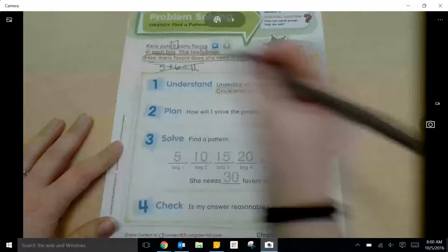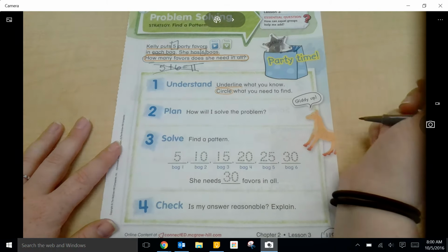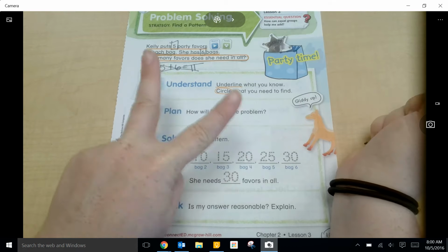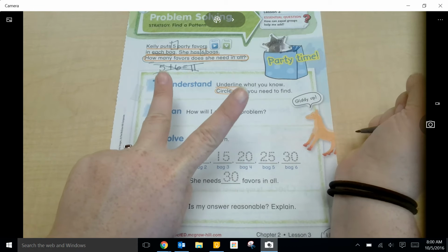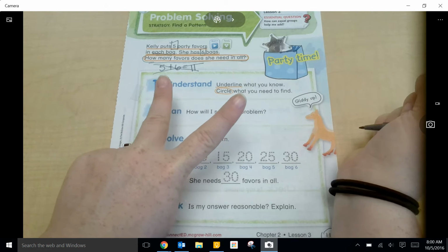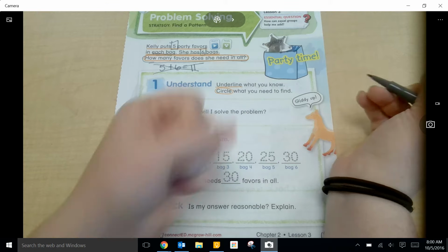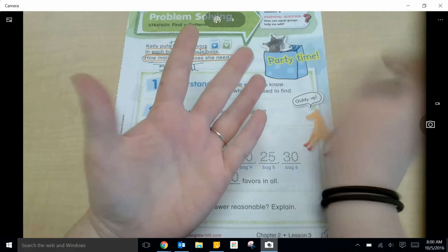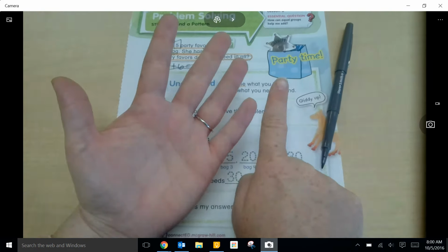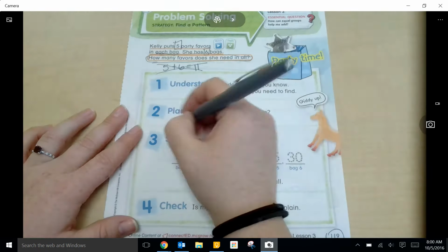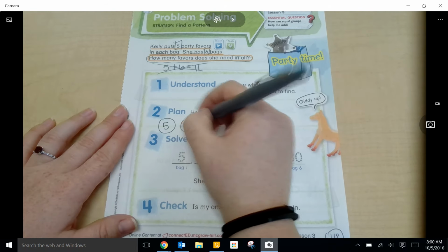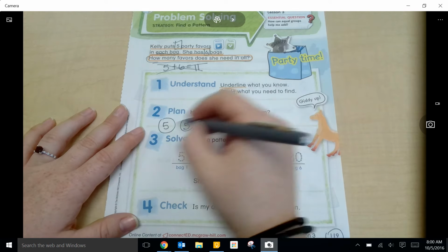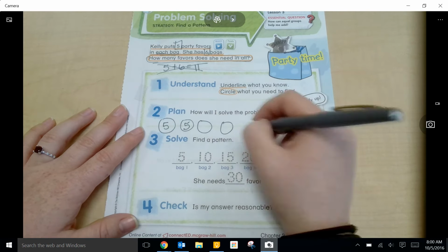So what we need to do is we can skip count or we can draw circles. For me, it's easier to draw circles. If it's easier for you to just skip count on your fingers, try that. So skip counting on your fingers looks like this: 5, 10, 15, 20, 25, 30. Or drawing circles looks like this: 5, 10. I need to draw 6 circles because it says there's 6 bags. So 1, 2, 3, 4, 5, 6.